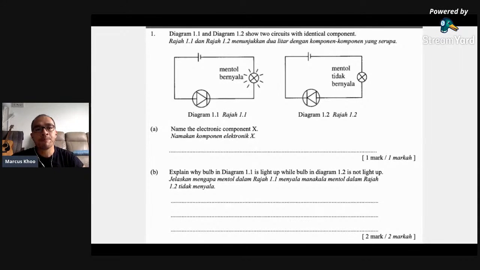Okay, so let's begin now. Question number 1. Diagram 1.1, 1.2 show two circuits with identical components. So let's identify the components. This is the battery, this is the light bulb, and this is the unknown component, obviously.